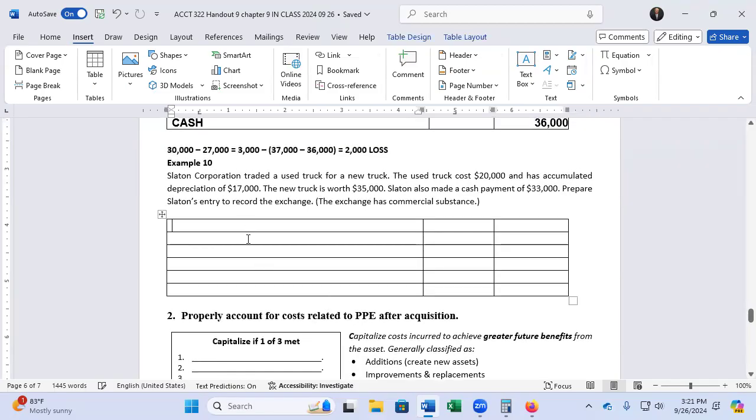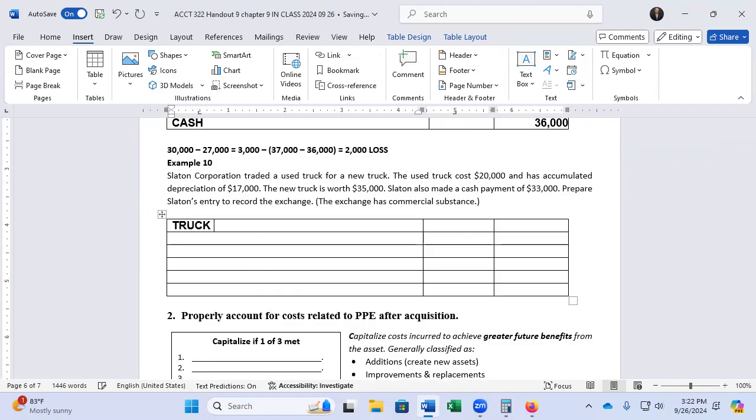All right, ready for example 10? Slayton Corporation traded a used truck for a new truck. The used truck cost $20,000 and has accumulated depreciation of $17,000. The new truck is worth $35,000. Slayton also made a cash payment of $33,000. Prepare Slayton's entry and record the exchange. The exchange has commercial substance, so we'll be recognizing a gain or a loss if appropriate.